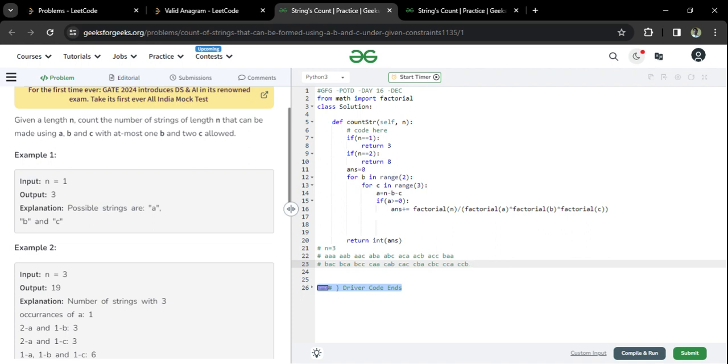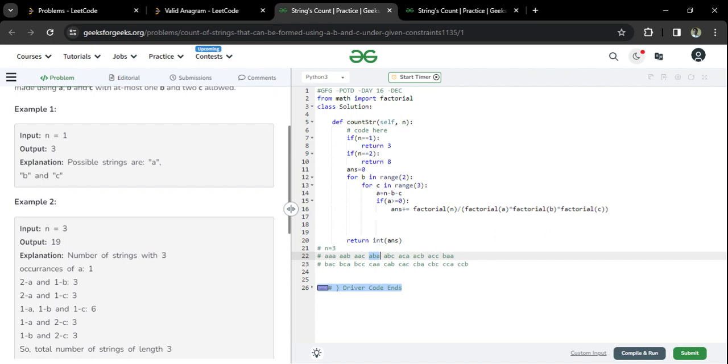As you can see, there can be a single b, or there are also cases where there are two b's present. Sorry, b can be present at most one only. There can be a case where c is present only one time, or there can be cases where c is present two times. As you can see here, there also can be cases where c is not present at all, only 0 times c is present. These are some of the cases. You can count it for yourself, and the answer will come as 19.